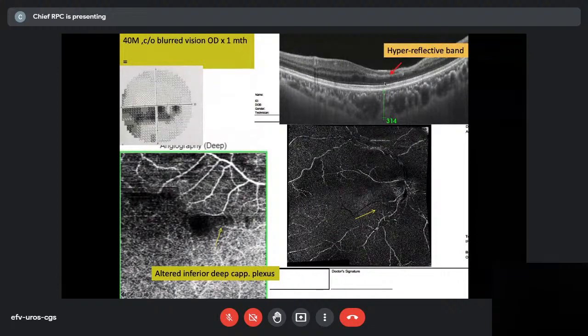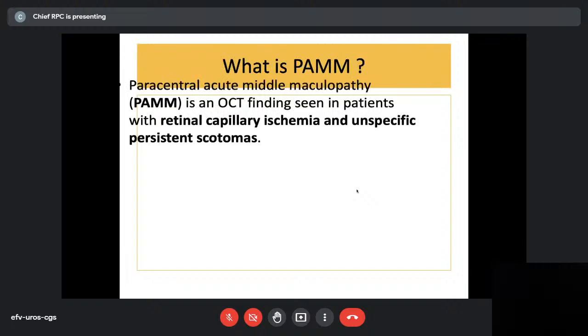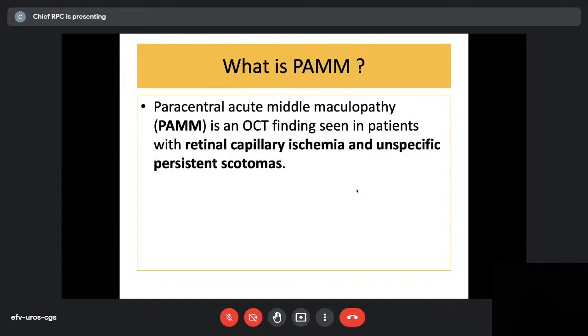The macula gets atrophic. The middle layers of the retina get hyperreflective. You see, this is hyperreflective, opaque looking, unlike the rest. So this means there is some vascular insufficiency, some vascular pathology. So this is called PAM. What does PAM stand for? PAM stands for paracentral acute middle maculopathy. It's the middle macula, the central macula, which gets affected.